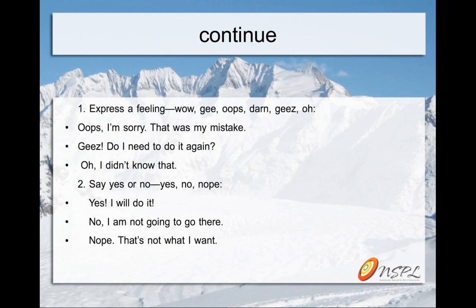Say yes or no: yes, no, nope. Most of the time you might have experienced people use "nope," N-O-P-E, no. So that is also a kind of no, but it's a kind of interjection that makes the sentence a little bit better. "Yes!" Because of the exclamation sign, I'm putting stress on yes. "Yes, I will do it." And "No, I'm not going to go there." Right? And then say, "No, that's not what I want."